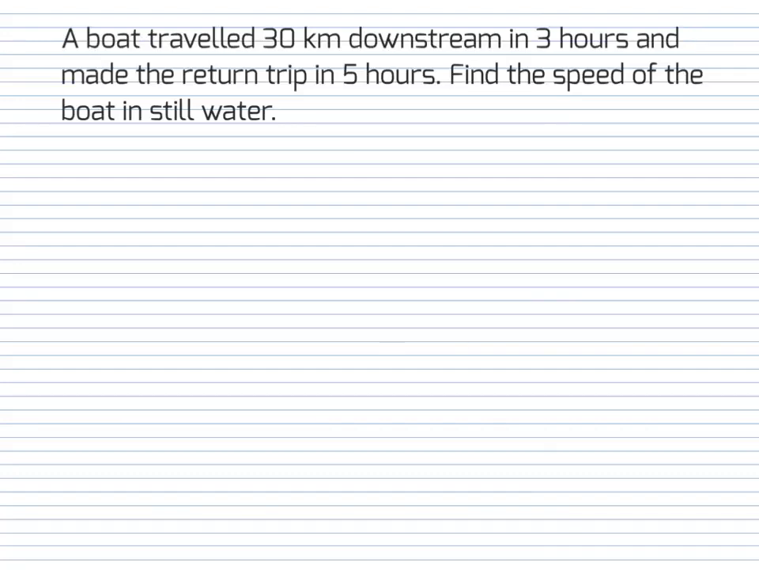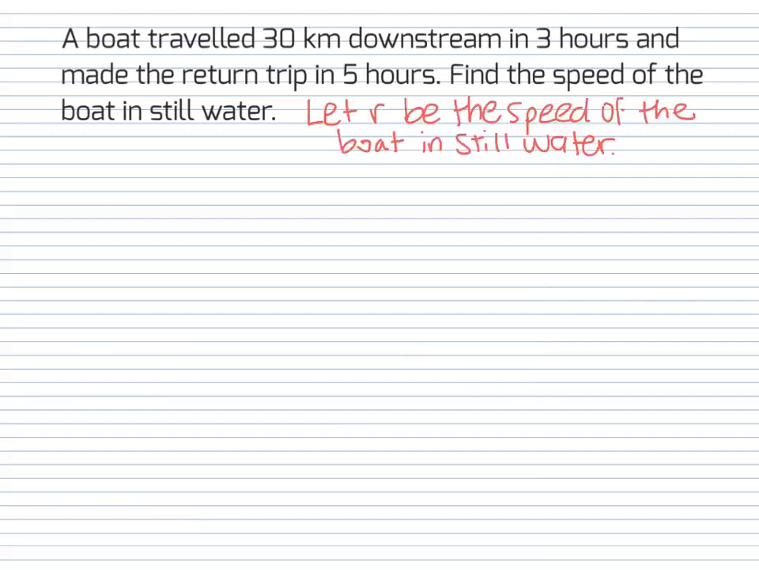This one says a boat traveled 30 kilometers downstream in 3 hours and made the return trip in 5 hours. Find the speed of the boat in still water. So we've got two unknowns here. The first, of course, is going to be the speed of the boat in still water. We're going to say that that's r.